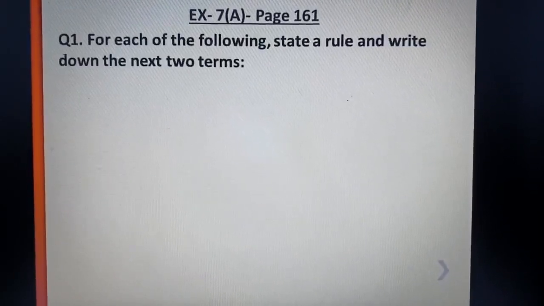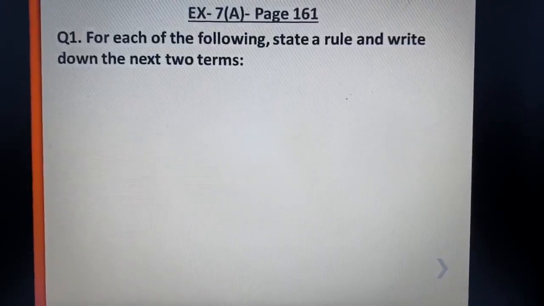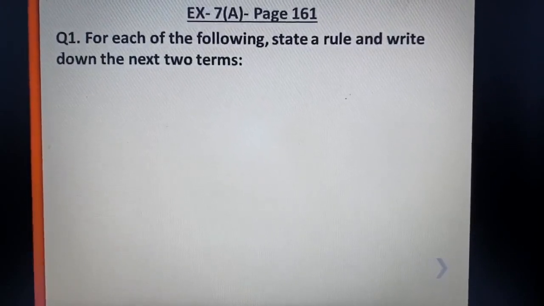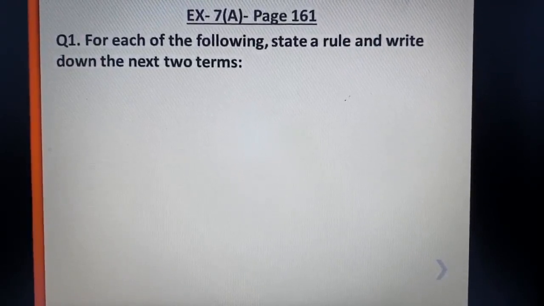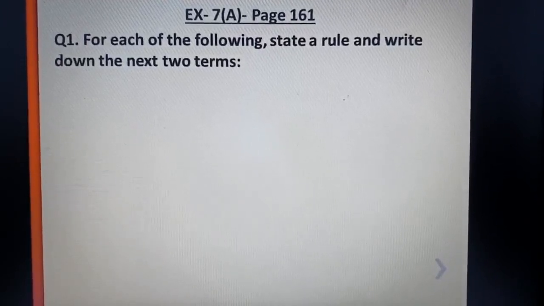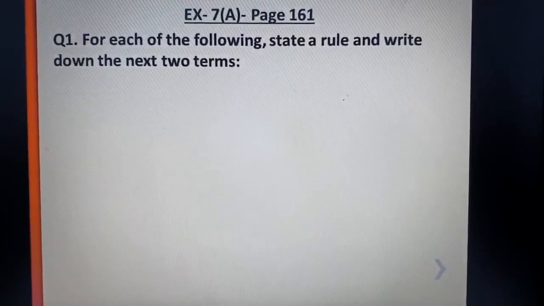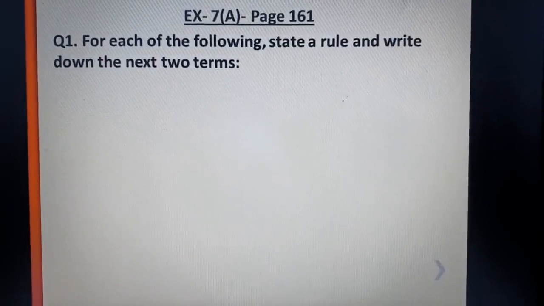So we will move on with the first exercise question. All of you please take out your textbook, page number 161. We are going to start with the first question. So please be with your textbook and also take out your pen or pencil because you need to find the rule. Okay? So read the question. What is the question? For each of the following, state a rule and write down the next 2 terms. That means you have to first understand the series, then state the rule, and then write down the next 2 terms according to the rule.